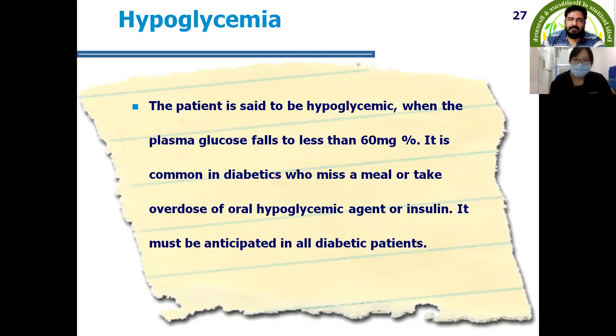In hypoglycemia, the patient is said to be hypoglycemic when the plasma glucose level is less than 60 mg percent. It is common in diabetics who miss a meal or take an overdose of hypoglycemic agent or insulin. It must be anticipated in all diabetic patients. When a diabetic patient is on insulin, their glucose level can be low, so you have to keep glucose handy. Sometimes they go into hypoglycemia.